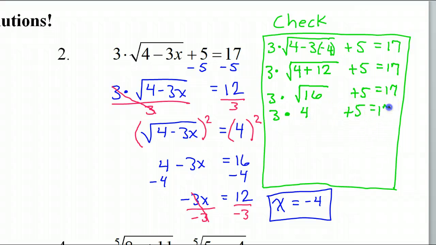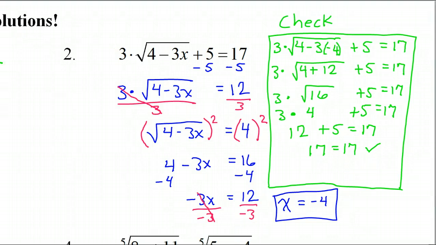plus 5 equals 17. 3 times 4 is 12, so that'll give me 12 plus 5 is equal to 17. And 12 plus 5 is 17, so 17 equals 17. It checks out.